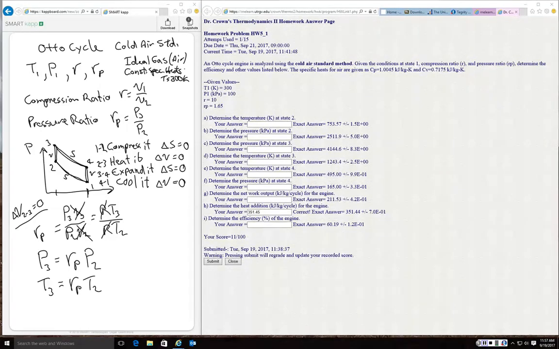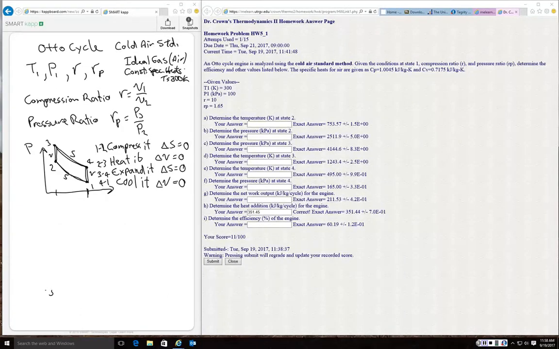And again, I strongly recommend don't memorize the final step. Work through the process and try and do it on your own. Solve the whole problem symbolically, where you don't memorize anything, and all you start with is either PV to the K equals a constant, or PV equals RT, and then make a ratio of those. All right, so let's take the next step.